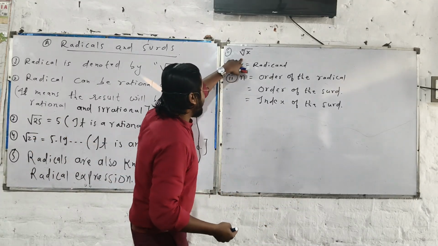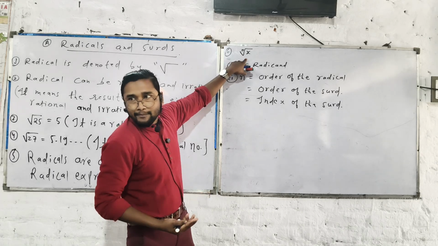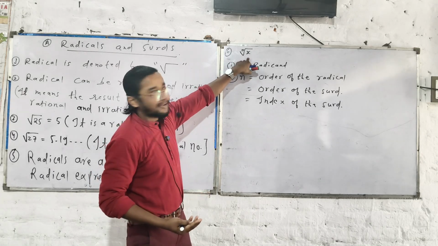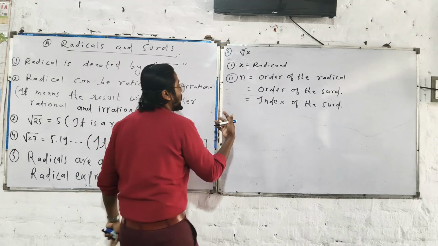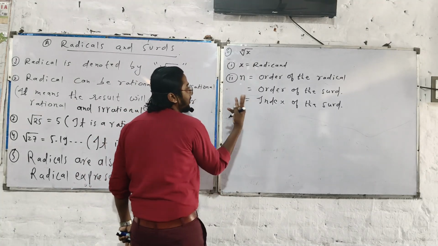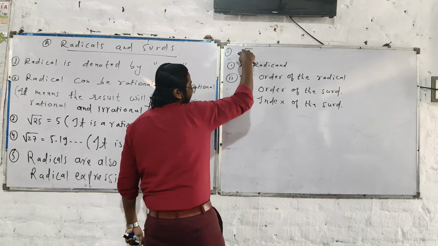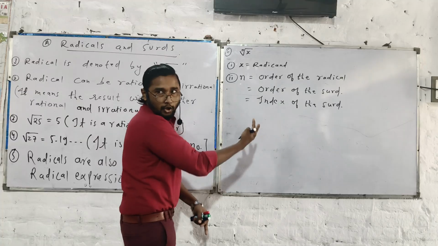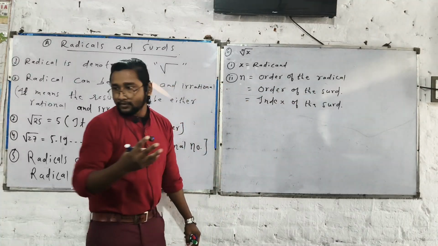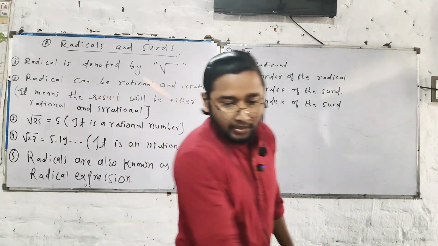That's why I assumed here it is a radical. But if I put 17 here, the value of x as 17, it will be a surd: root 17. That's why I've written about three different things. Order of the radical, I mean this is a radical, so I can say the order of the radical. But the actual name written in the book is order of the surd. In your book, it is written order of the surd.